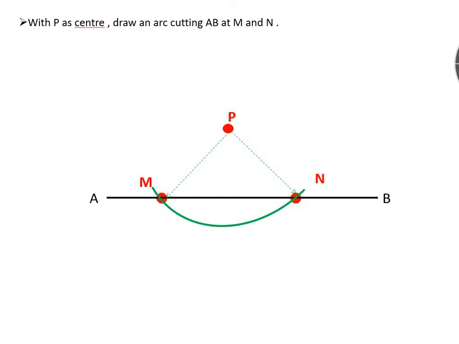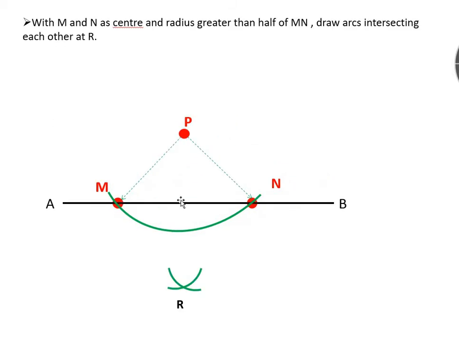Let us see the next step. Now, with M and N as center and radius greater than half of MN. Now, after you fix this point on AB, M and N, just measure it. What is the distance of M to N? So the length is 60. So what is said here?